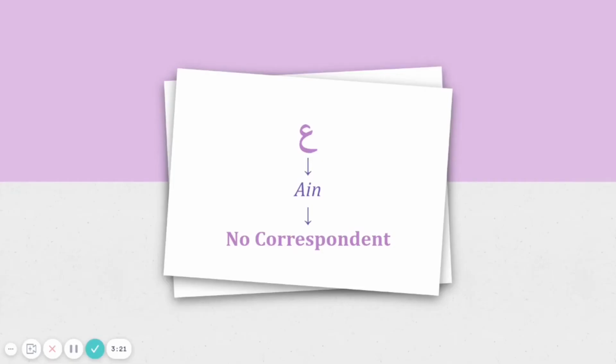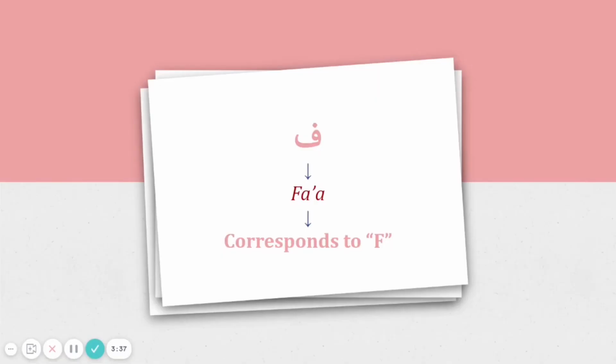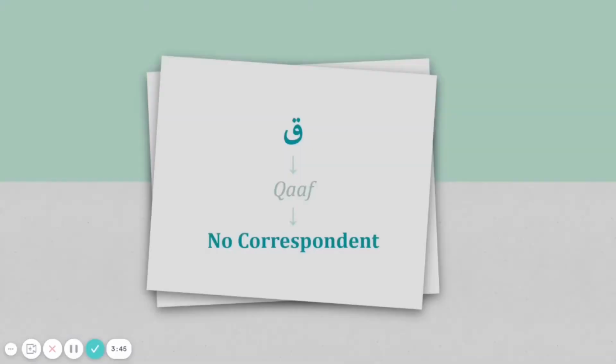Next is ain. This letter also does not have a correspondent in the English language. Ghain, which has no correspondent. Fa, this letter corresponds to the letter F in English. Qaf, which has no correspondent.